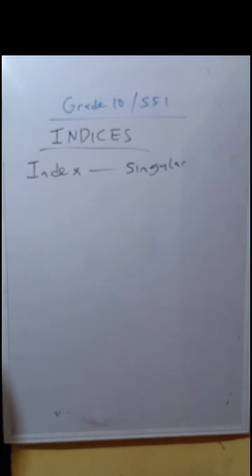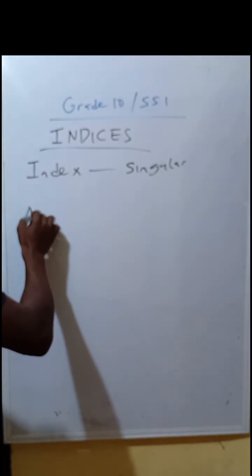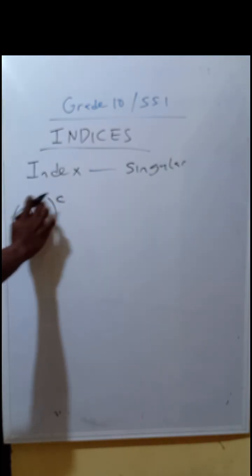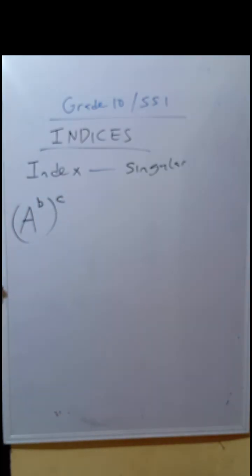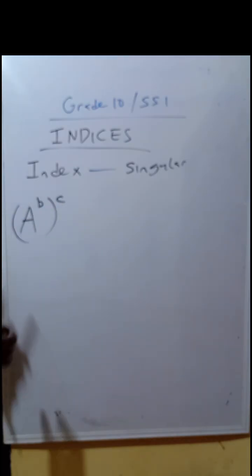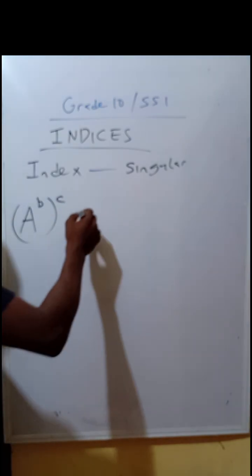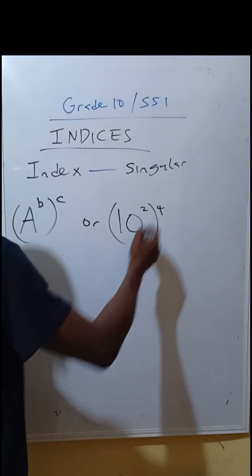the third law. Now this third law, we can call it the law of brackets. Meaning that if you have a raised to power b, in a bracket raised to power c. Please take note that these two letters b and c are exponents, and you have a bracket to separate them. Or let me give you another example. 10 raised to power 2, in a bracket, 4.